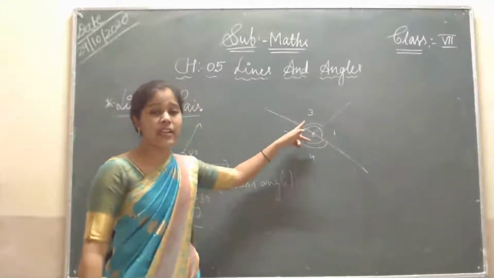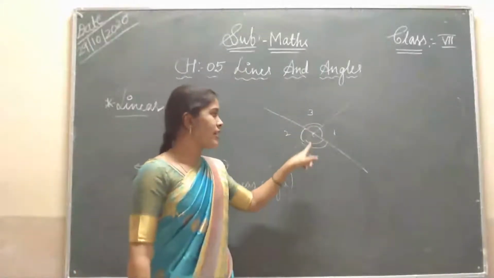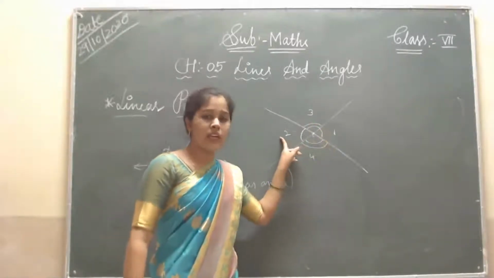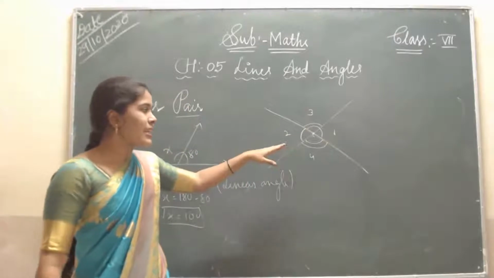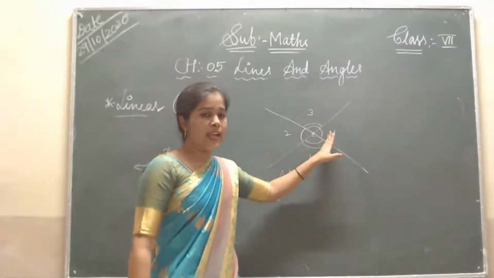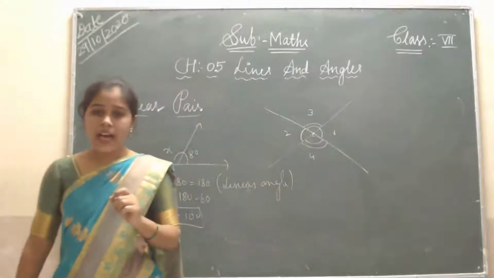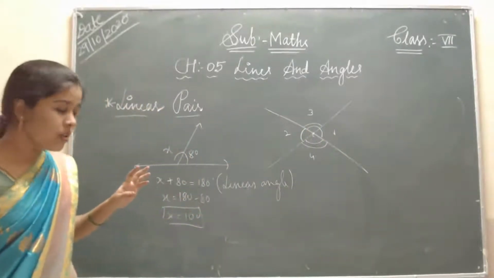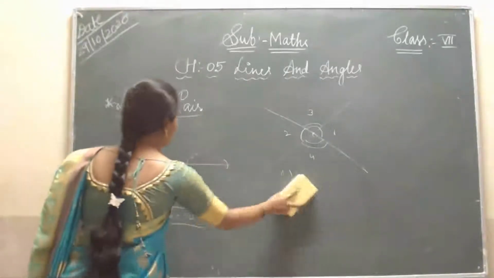So this is a vertically opposite angle. See here, 3 and 4 are vertically opposite and 1 and 2 are vertically opposite. So two intersecting lines make 4 angles. So these are vertically opposite angles, and vertically opposite angles are always equal. Understood? So this is a vertically opposite angle.